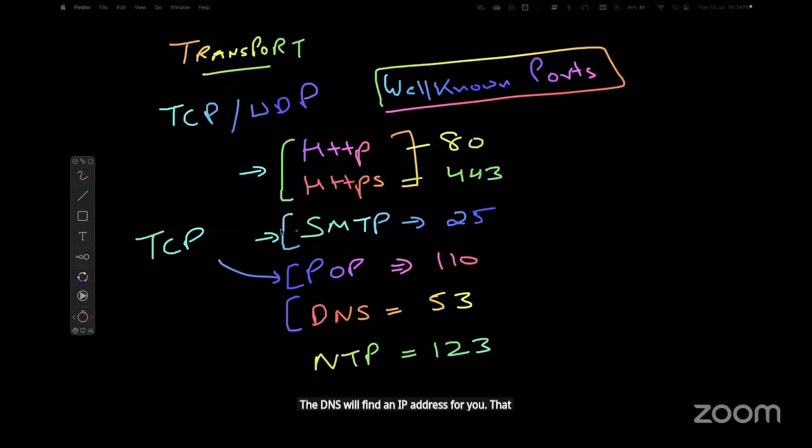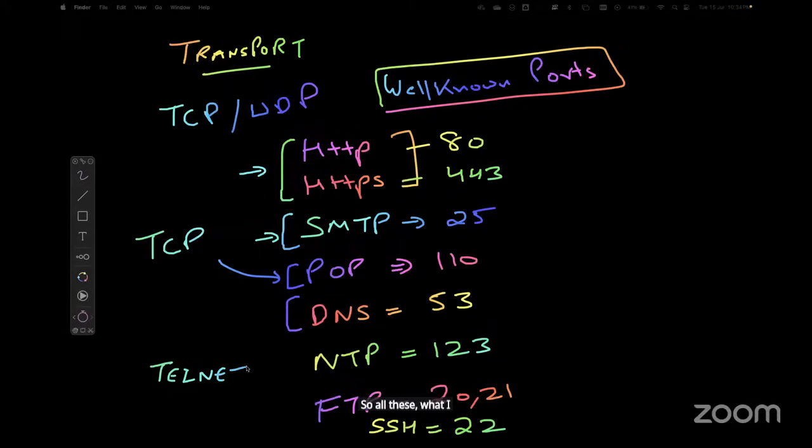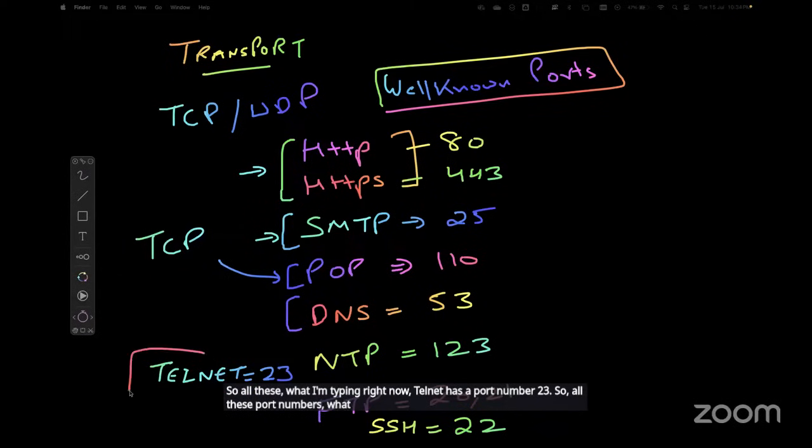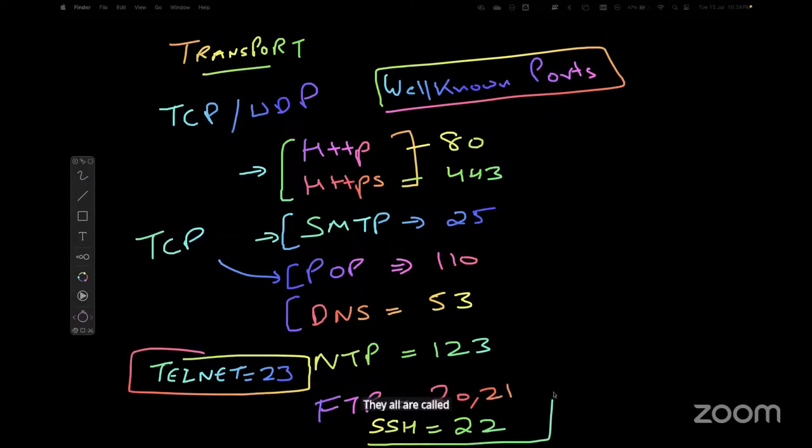That also uses TCP. Okay, there is File Transfer Protocol, FTP, which uses 20 and 21. There are two port numbers. Okay, there is Secure Shell, SSH, which uses port number 22. Thank you for reminding me. And there is Telnet also. If I write over here, Telnet has port number 23. So all these port numbers that I am typing right now are called well-known ports.